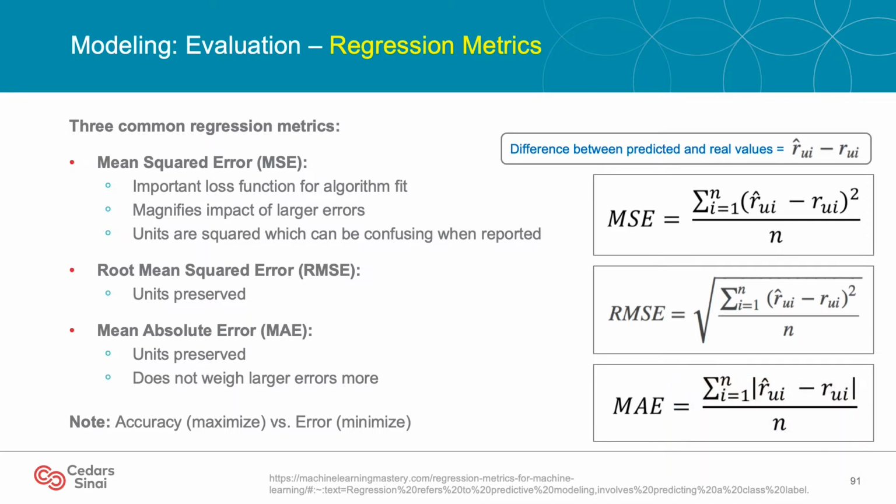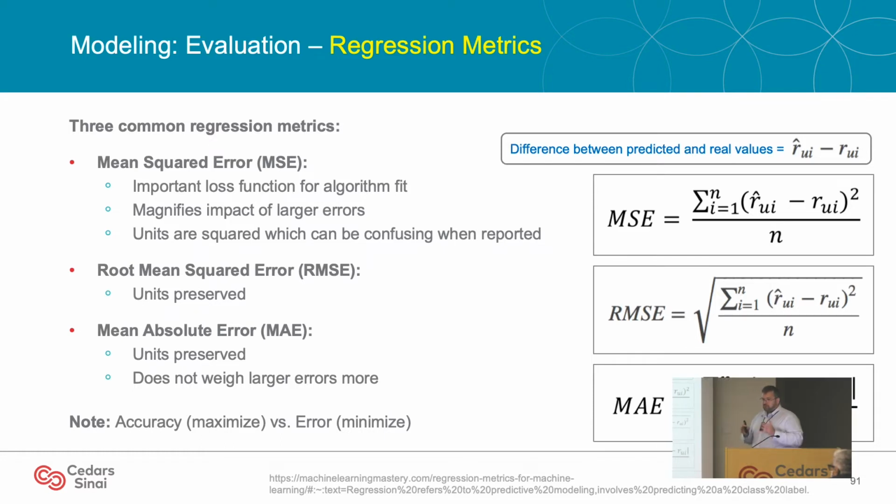And then the last metric we'll mention here today that's commonly used is mean absolute error, or MAE. Again, here units are preserved, but because there's no squaring and we're using an absolute value difference between our two values, we don't weigh larger differences more than smaller ones. Of quick note, just to draw your attention, if you didn't notice, when you're doing classification, you're usually looking at accuracy, which is something you want to maximize. You want the biggest accuracy possible, and in regression, typically when we talk about it, we're talking about error, and we want to minimize error.